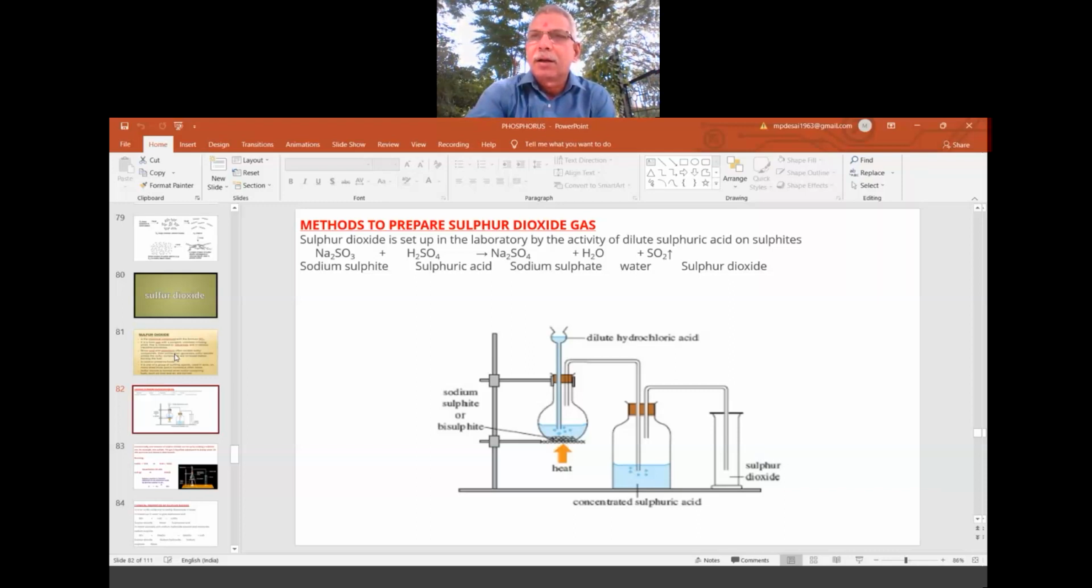When the heavy one comes, the light one automatically goes, just as when a senior friend comes and says, sir, I want this, immediately you help. So this is called the upward displacement of air. Sulfur dioxide is collected in the laboratory, and then using the collection you can go for the study of properties.